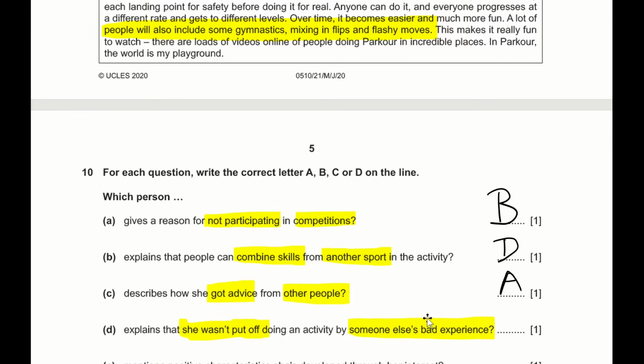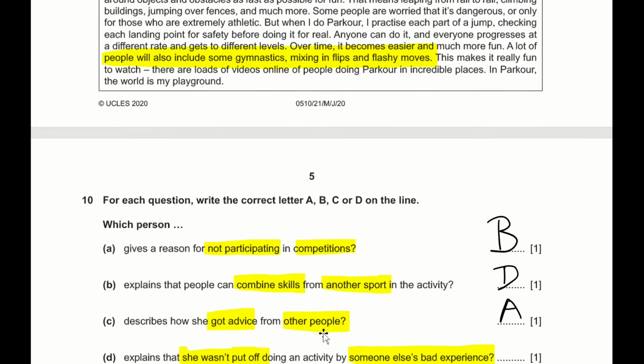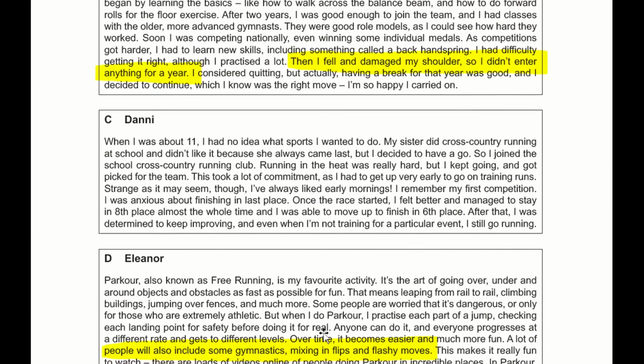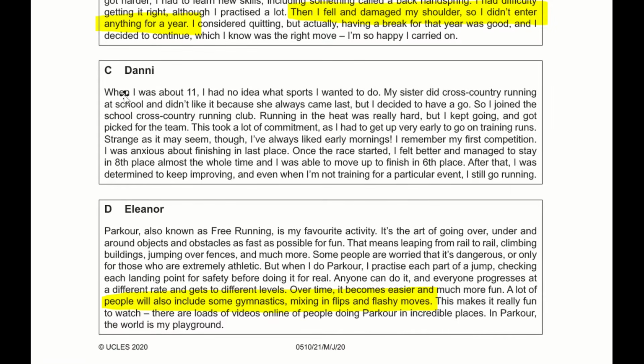Now, this time, I'm not going to go right to the beginning of the actual text, because I do know that I've read the text now 3 times, or at least the beginning of the text 3 times, and I'm quite certain that nothing was mentioned in A or B about someone not being put off by another person's bad experience. So I'm going to jump into C. I think it could be in C or in D.